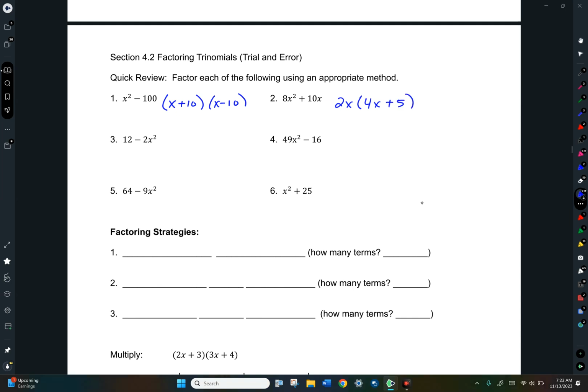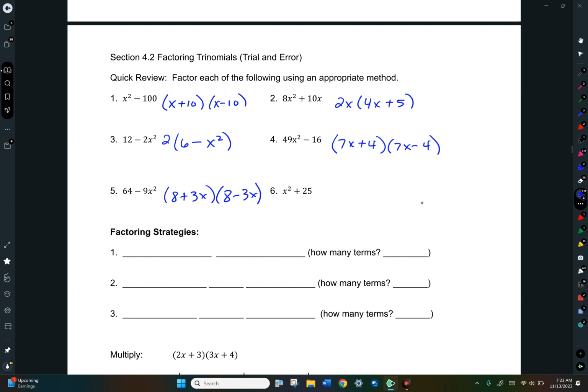That means in the parentheses I'm still going to have 4x plus 5. On number three, okay, it's subtraction, but they're not squares, so still only option is common factor. This time all I can take out is a 2. That'll leave me with 6 minus x squared. On number four, two terms, it's subtraction. They're both perfect squares, so I can use my difference of squares method. So 7x plus 4 and 7x minus 4. Number five, again, both of them are squares, so it's going to be 8 plus 3x and 8 minus 3x.